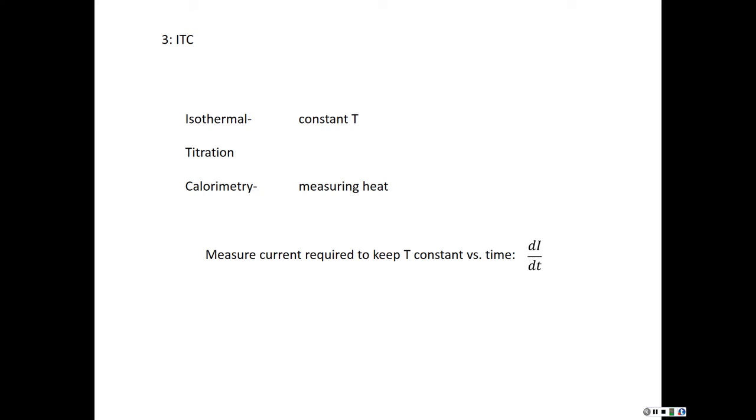In particular, ITC works by measuring the current required to keep the temperature constant as a function of time. So we're measuring the change in current, dI/dt, current versus time. The heat is proportional to the current, and we're operating under constant pressure conditions. So Q and H are the same thing, dQ and dH are the same thing. If we can integrate dQ, we get Q, and then from dH we'll get delta H, the state function portion.